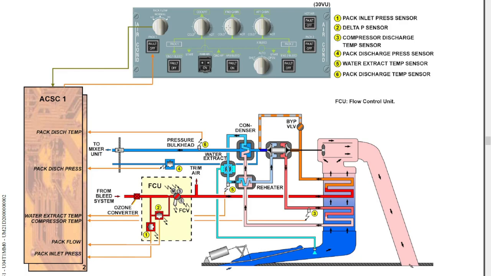You can see that you have three knobs here. You have one for the cockpit, one for the forward cabin, and one for the aft cabin. This is because, if you remember, in the first lesson I told you that the airflow is distributed into mainly three zones. To set the temperatures in these three zones from the cockpit, you have these selector knobs.